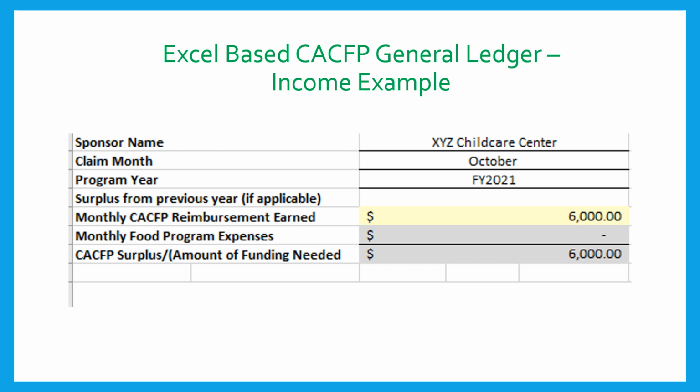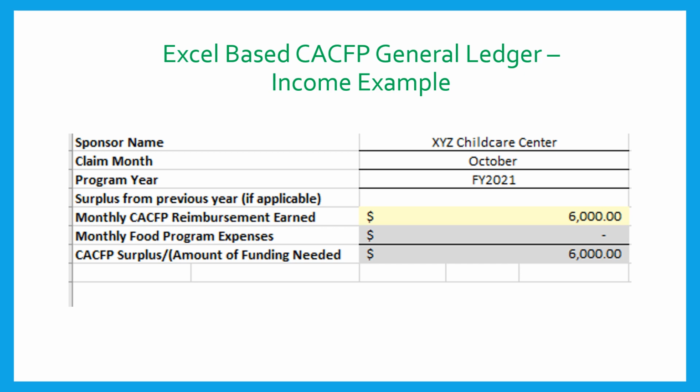Program year. As a reminder, this is set up based on the federal fiscal year, which runs from October to September. The program year should be the same throughout the different tabs, which is fiscal year 2021 for this example. Surplus from previous year, if applicable.